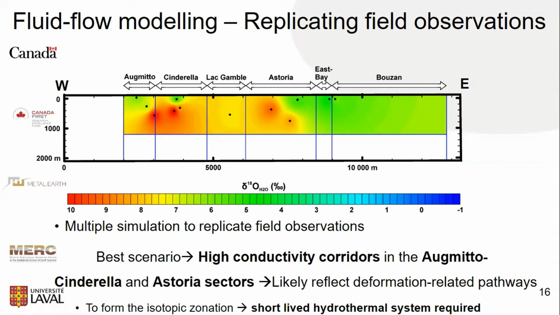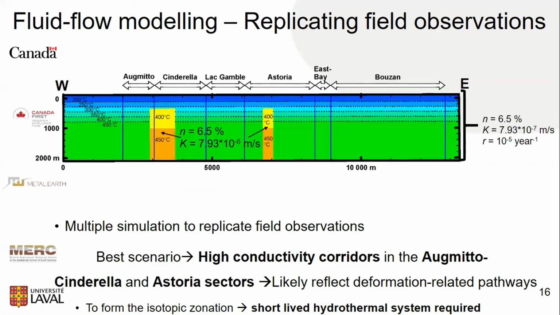So afterwards, we needed to try to replicate those field observations, but throughout the model. So we tested multiple scenarios, and the most appropriate one was to add corridors of higher hydraulic conductivity or higher permeability in the sectors where we saw higher delta 18 values. So we gave hydraulic conductivity of 10 times higher than the surrounding rocks of the Pichet group. Those higher conductivity corridors likely reflect deformation-related pathways, such as, for example, preferential foliation planes or even fractures.